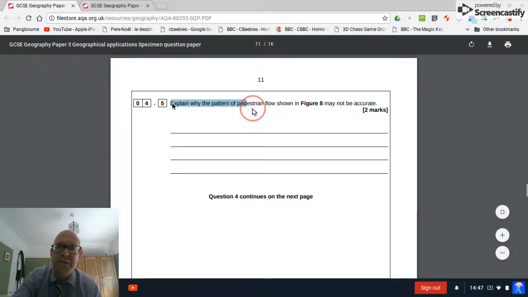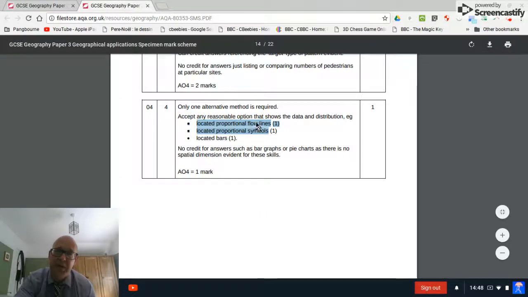Finally, a little bit more advanced. Explain why the pattern of pedestrian flow shown in figure 8 may not be accurate. Well, it may be that people didn't measure them at the same time. Possibly 400 people walking past you in 5 minutes is too much and we miss people in groups. It may be that some people were not accurate and didn't record everybody. Straightforward errors that can happen in data collection.